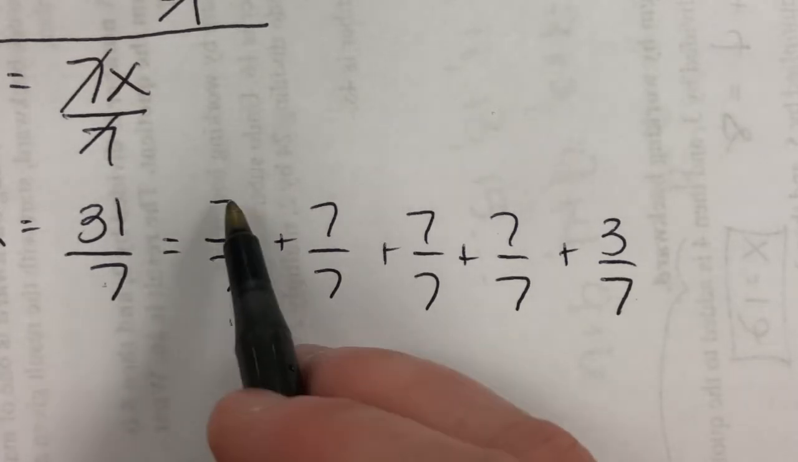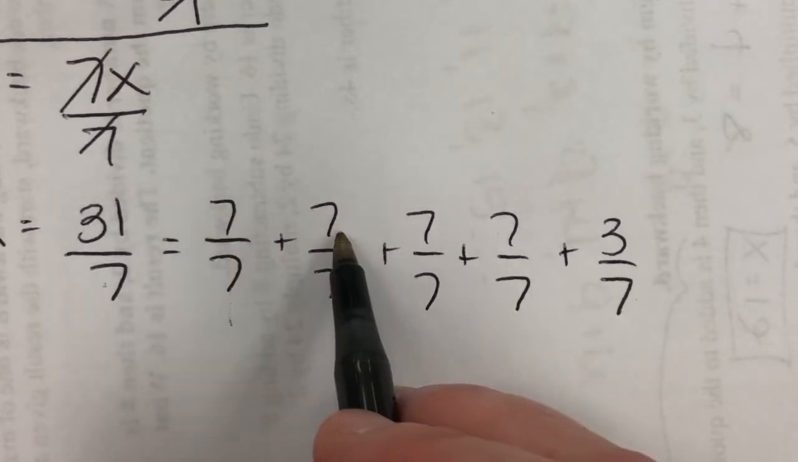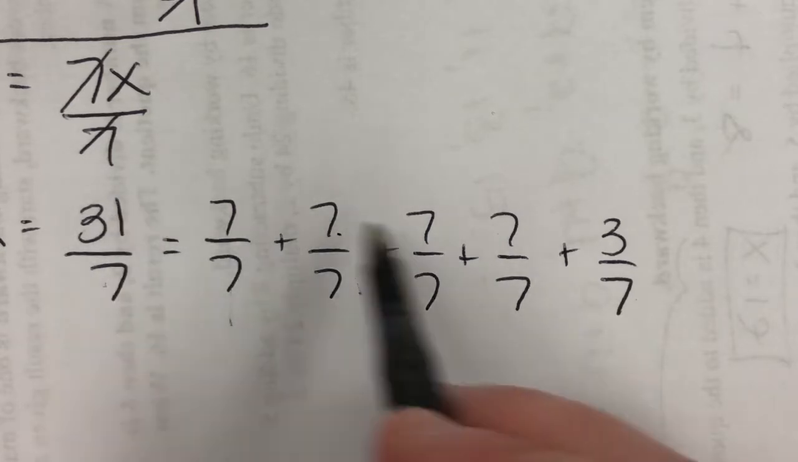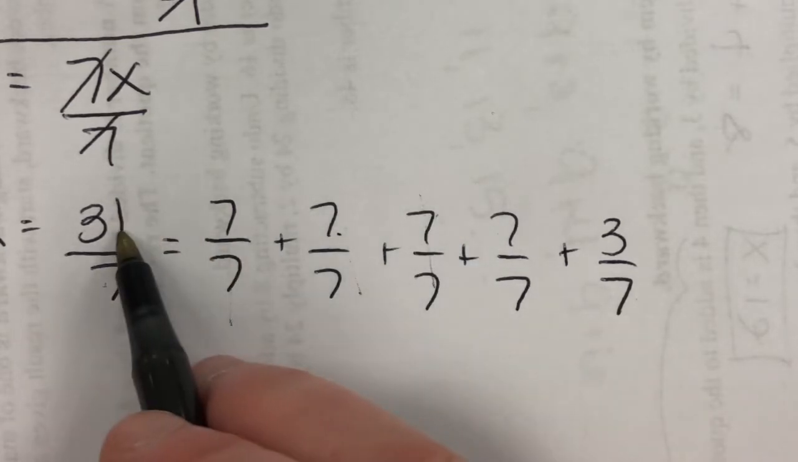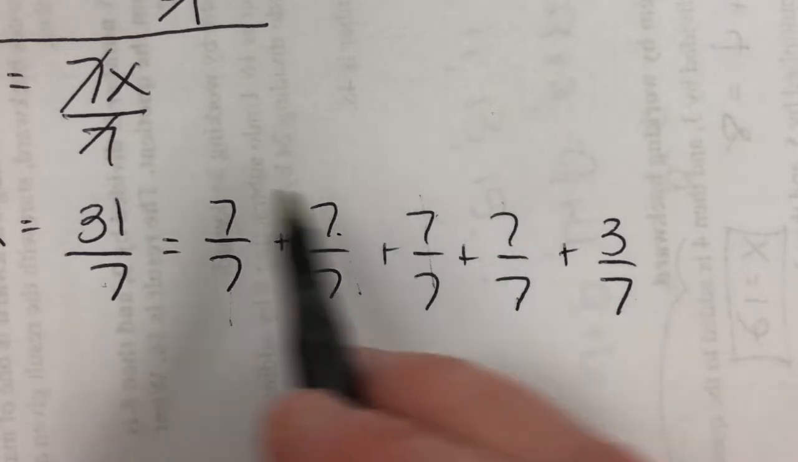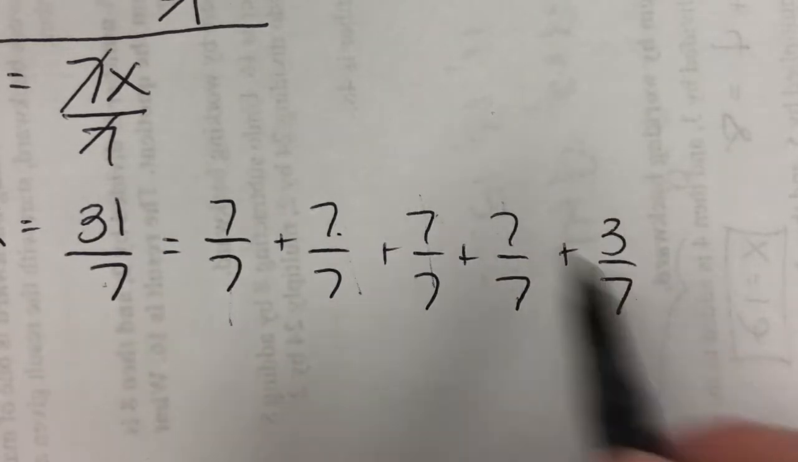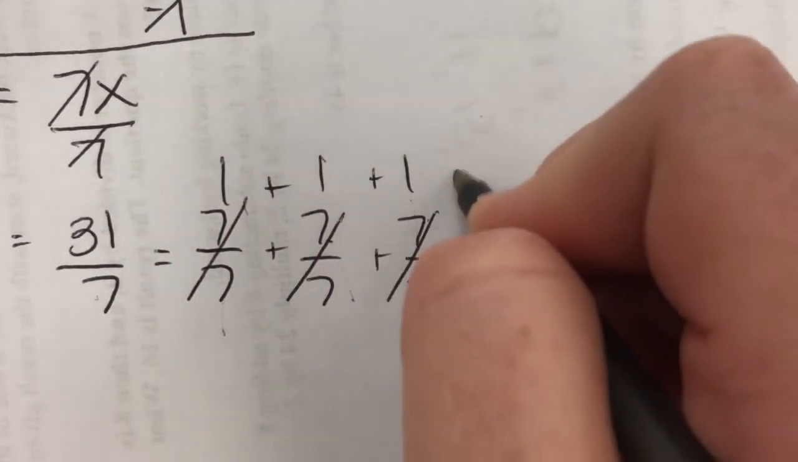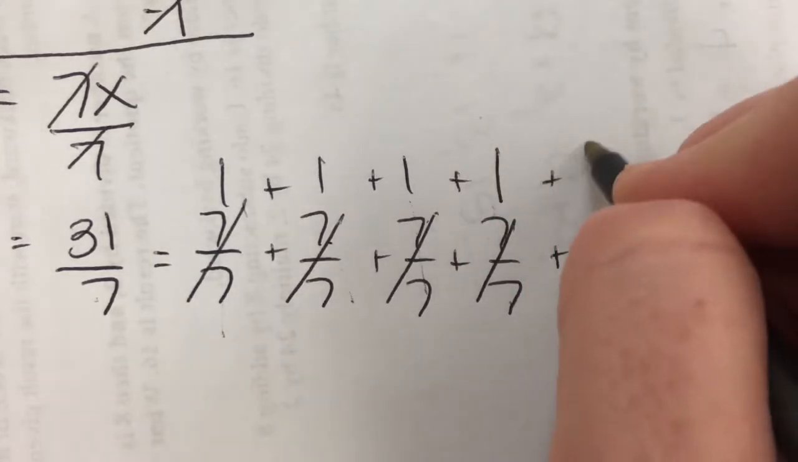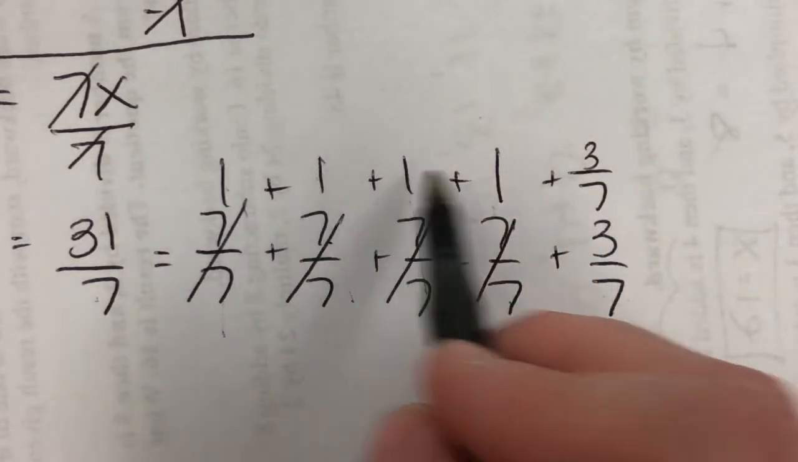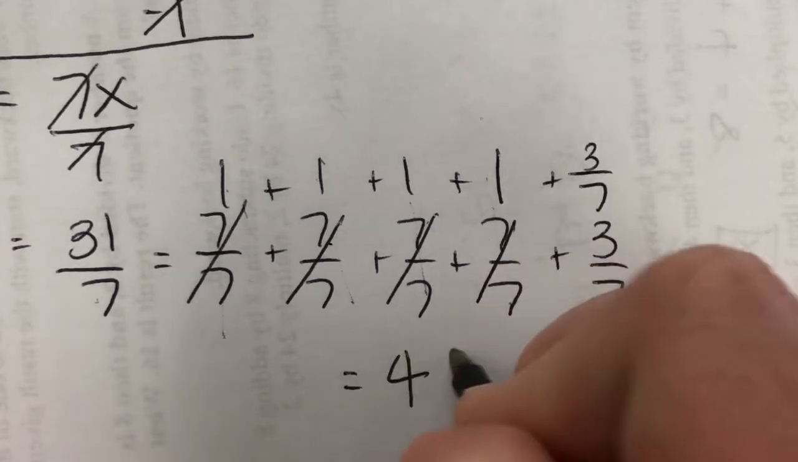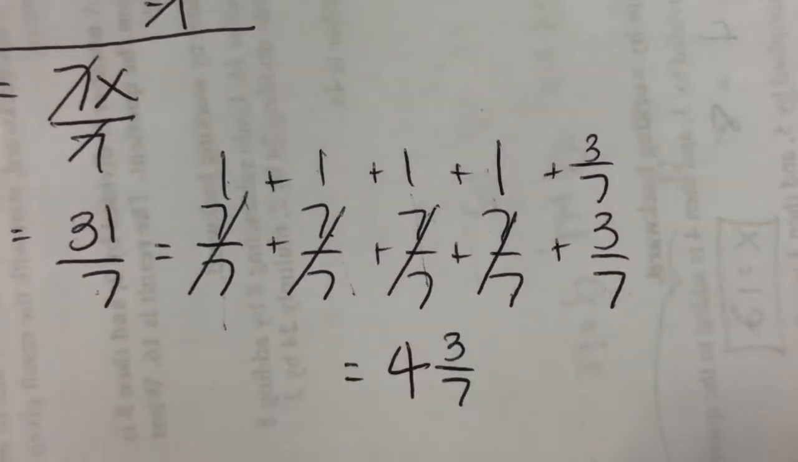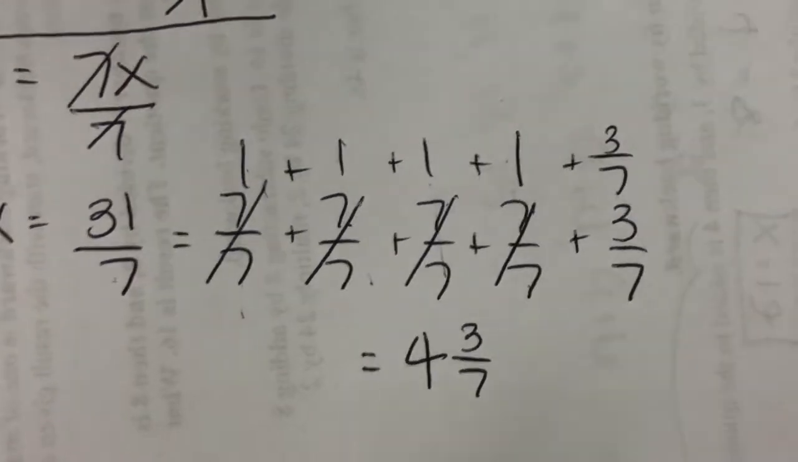So I had 7 over 7, that didn't equal 31, so then I added another 7 over 7, that's only 14. So I added another one, that's 21 over 7. So we added another one, that's 28 over 7, and then I had to add 3 more to get 31 over 7. And for each of these, they're actually one whole. Plus 3/7. So 1 plus 1 plus 1 plus 1 is 4. So the answer is 4 3/7. Positive 4 3/7. Makes sense?